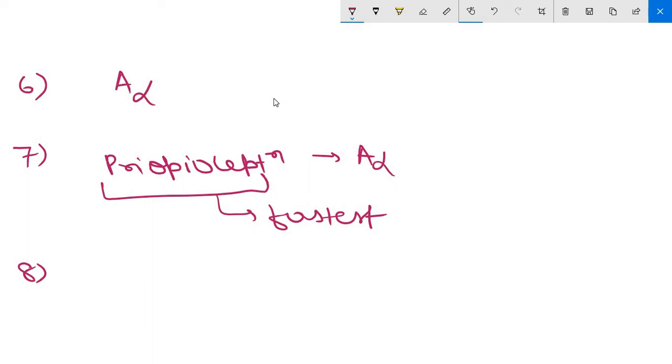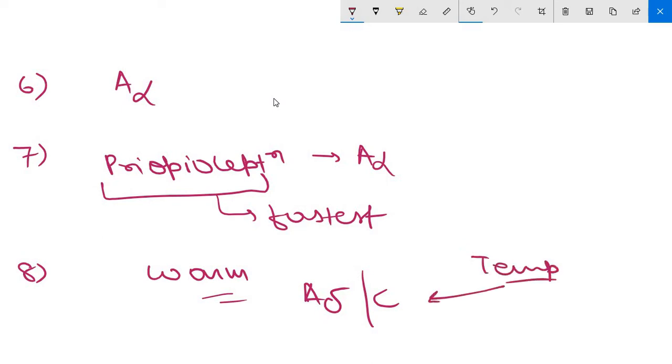Next question: warm sensation is carried by which fibers? The options are A alpha fibers, A beta fibers, A gamma, and A delta fibers. The answer will be A delta fibers, because A delta fibers along with C fibers carry temperature sensation, warm and cold both.